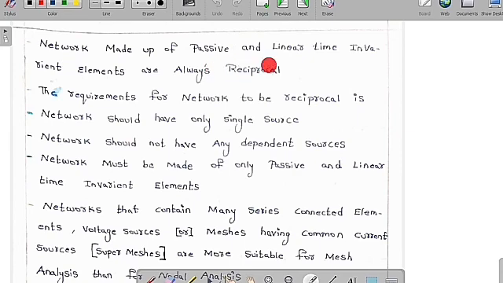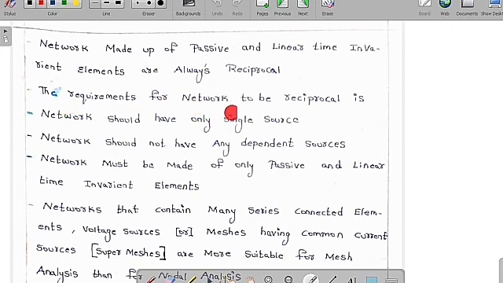A network made up of passive and linear time invariant elements is always reciprocal. I have already told you, if any network contains passive elements and they are time invariant, then it is called reciprocal because it satisfies the reciprocity theorem.